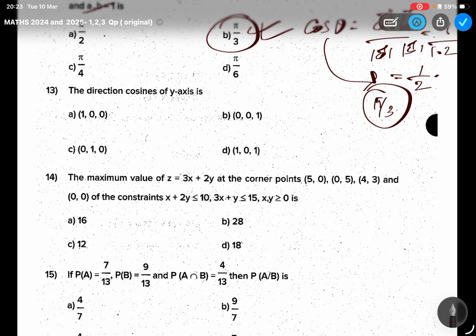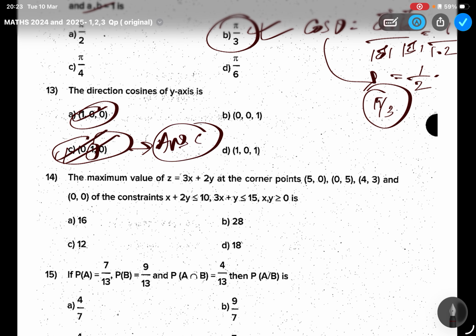Next, the direction cosines of y-axis. The direction cosines of y-axis. It means only y is present. Direction cosines of x-axis, this one. Understood? So now the answer is C.